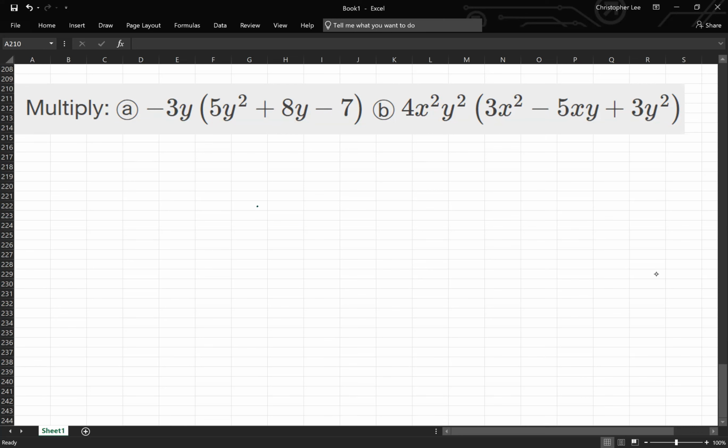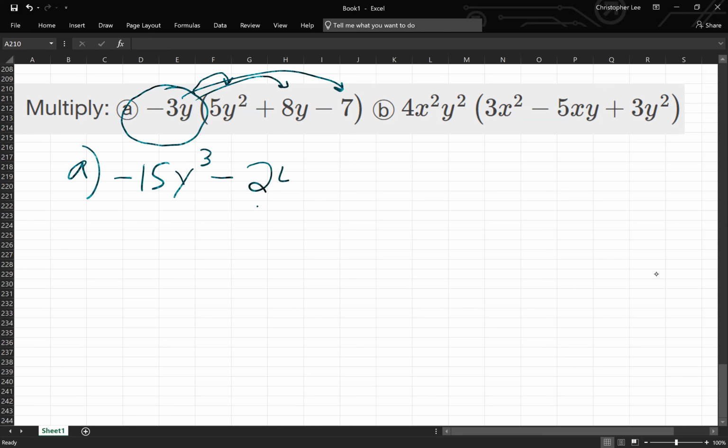All right, let's take a look. Remember, we want to take this whole term, the monomial by itself, and distribute it to every single term in the binomial. That's it. So -3 times 5, you already know, -15. And then y times y squared is going to give me a y cubed. Minus, negative times positive is negative, 3 times 8, what's that, like 24? And then y to the second. And then a negative times a negative, we know, is a positive. And then 21y. That's A.